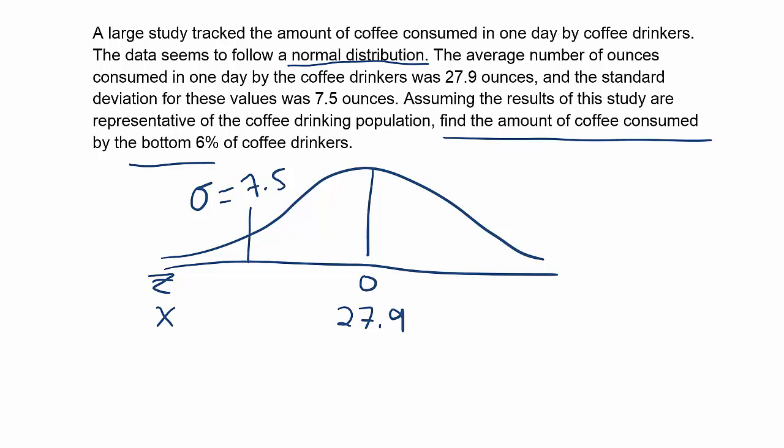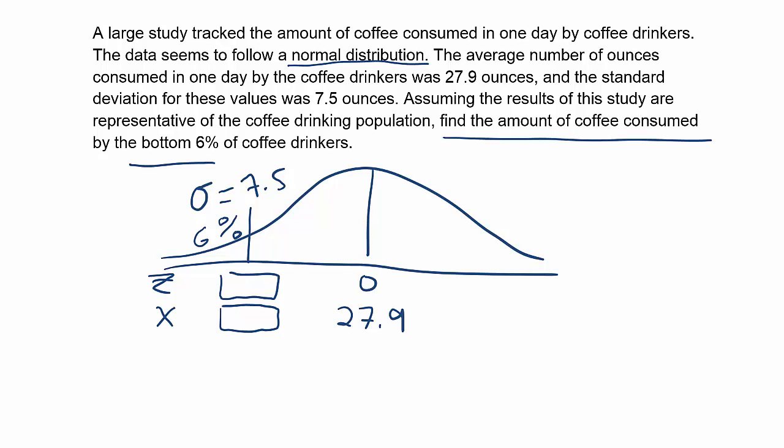We must therefore be working on the left-hand side of the curve. So this must be 6% here. This is the bottom 6% we're referring to. And from there, that means we need to find the corresponding z-score that's located here, and then the associated measurement that corresponds to that right here.